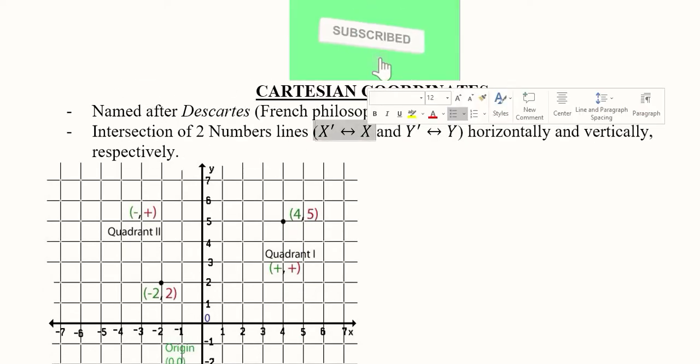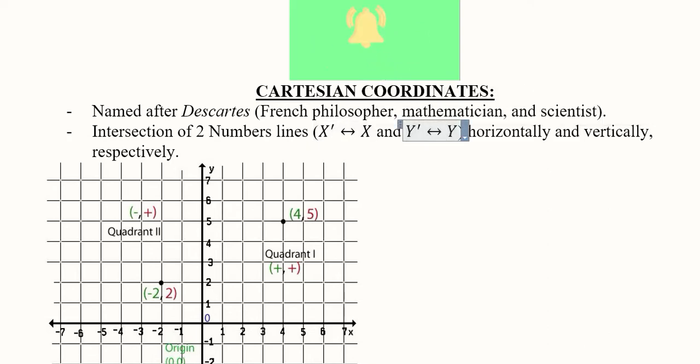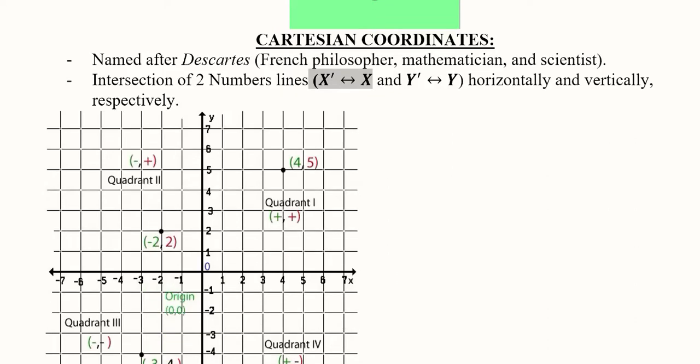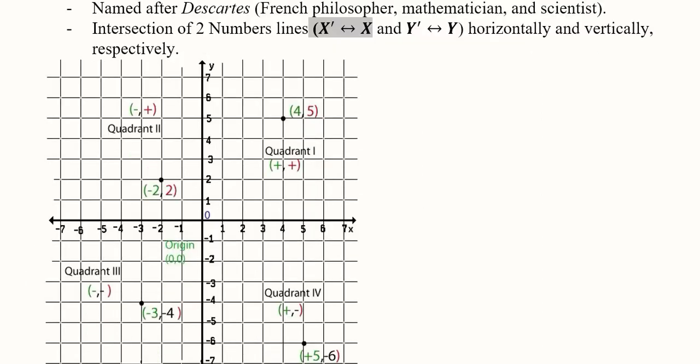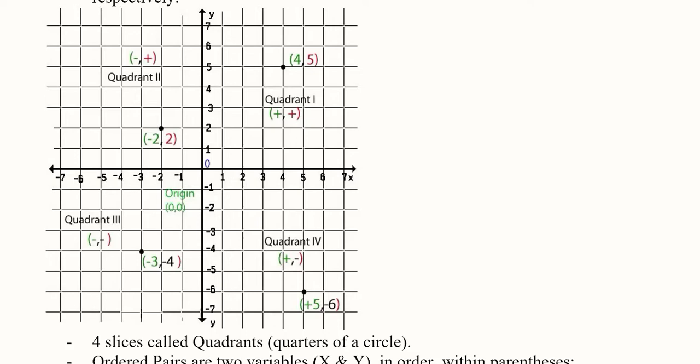That is, this is one line, the other line is this line, y bar, and x bar. These are the two lines that intersect each other, and they exist horizontally and vertically. This is the horizontal line, and this is the vertical line. This gives rise to four parts, and these are known as quadrants, because quadrants basically mean fourth part.